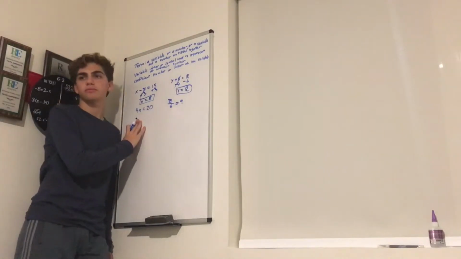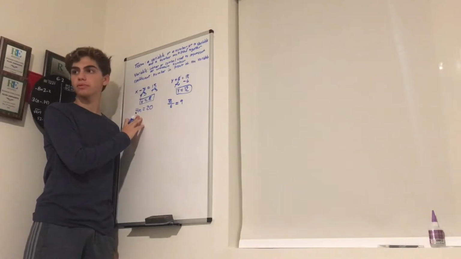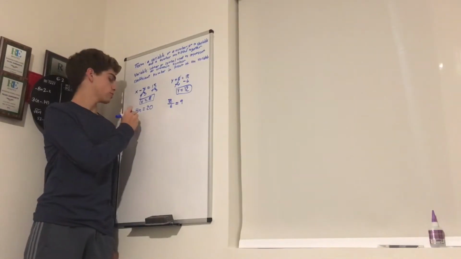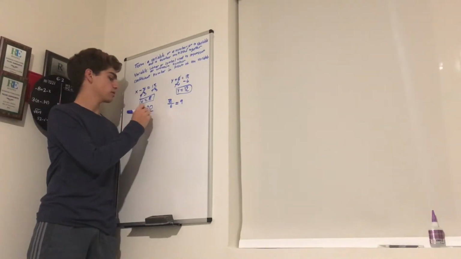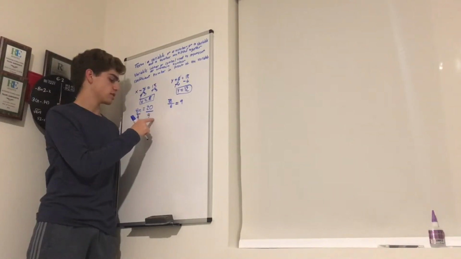Here, how do we isolate the term? You divide, you always do the opposite, right? So you divide both sides by 4, 4 cancels out, and n equals 20 divided by 4, which is 5.